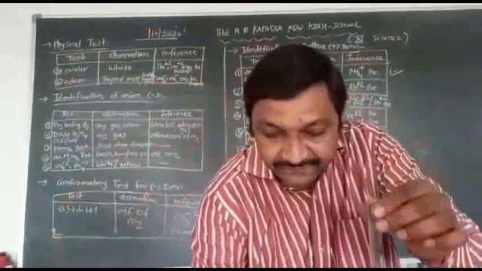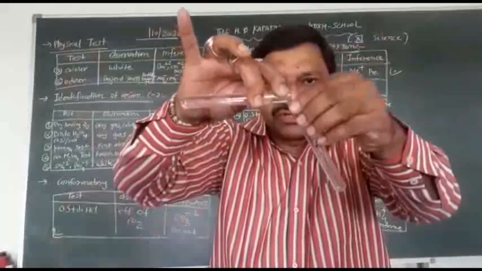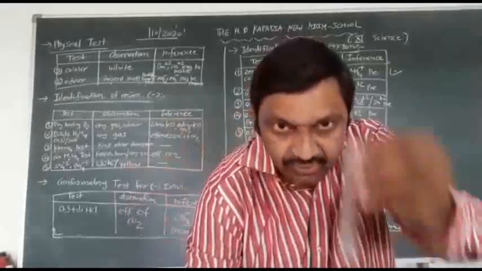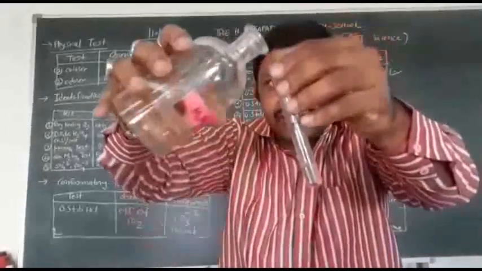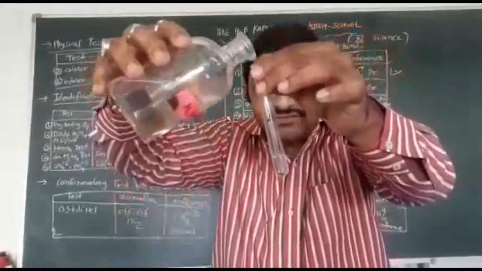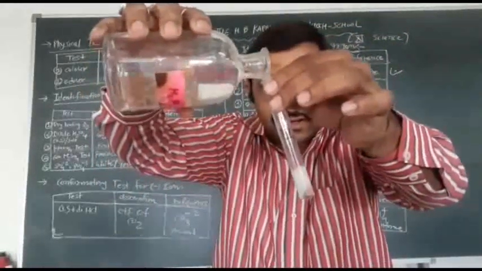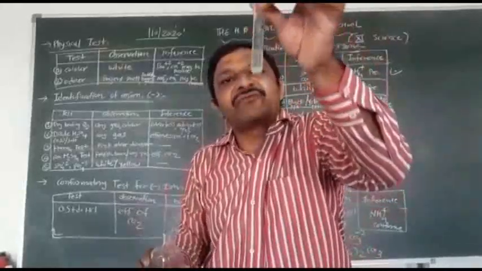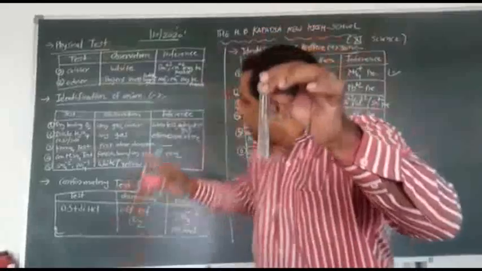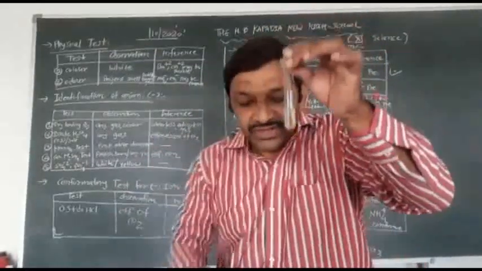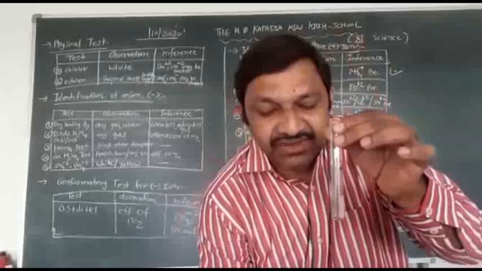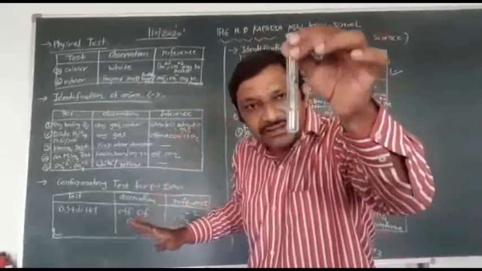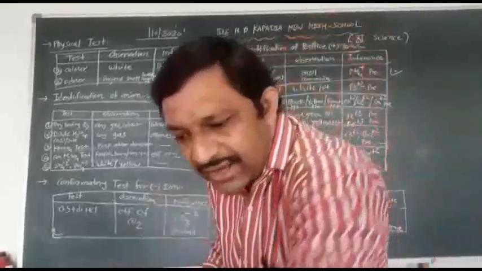Everyone observe here, original solution plus dilute sulfuric acid. Observe, appearance is here. So appearance of carbon dioxide is present in your practical. So carbonate, CO3 minus 2, is present in your practical as a negative ion. Clear? Appearance of carbon dioxide.